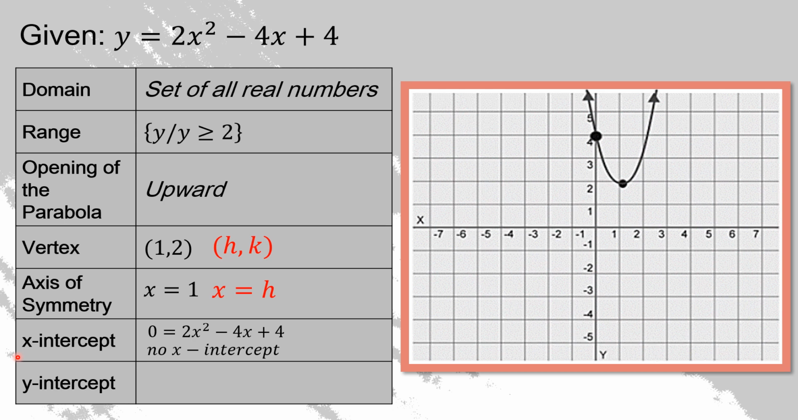And then, the y-intercept, substitute the value of 0 to the variable x. So, magiging y equals 2 times 0 squared minus 4 times 0 plus 4. So, 2 times 0 squared is 0. Negative 4 times 0 is 0. So, the value of y-intercept is positive 4.